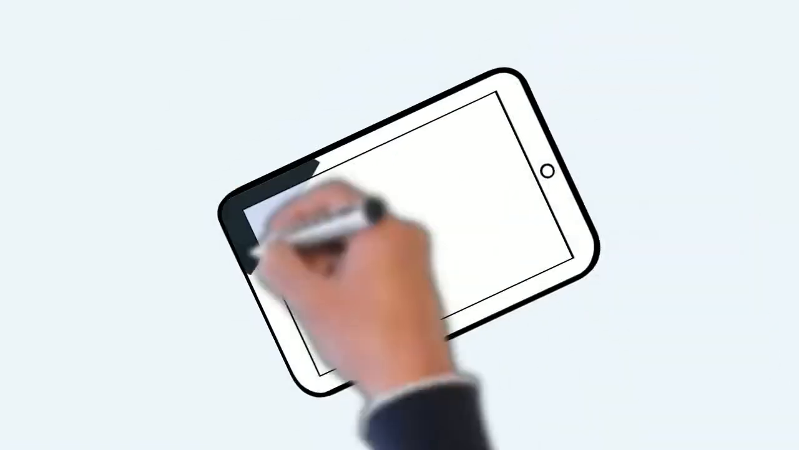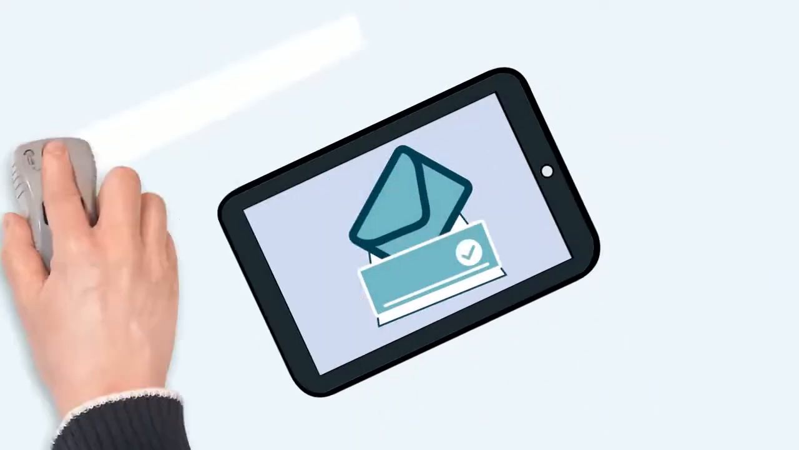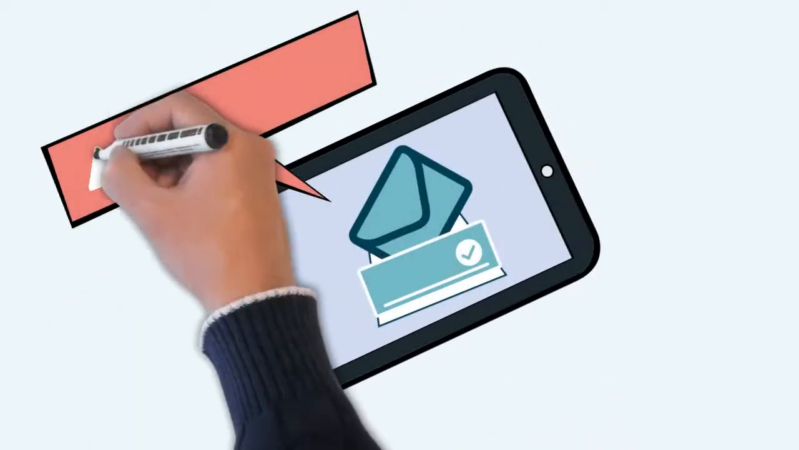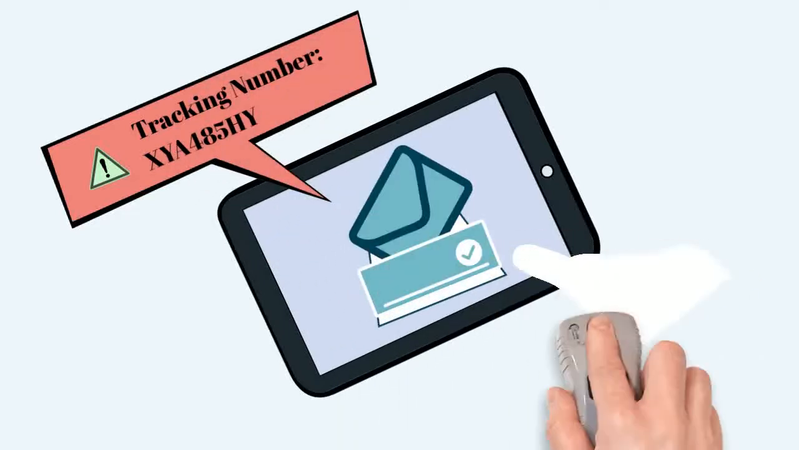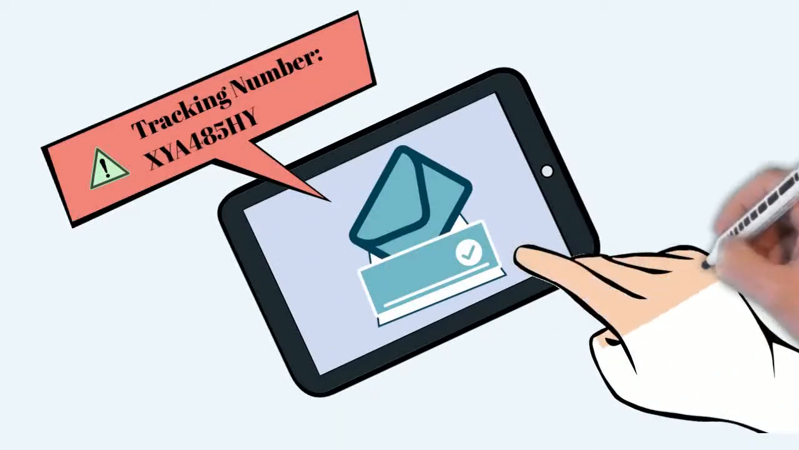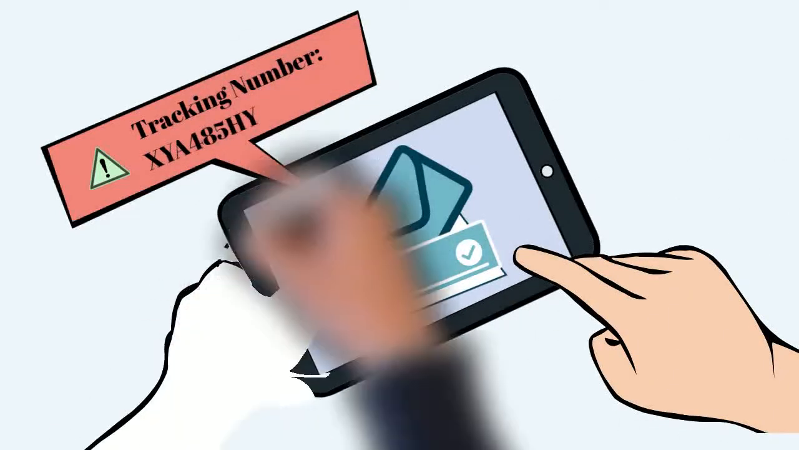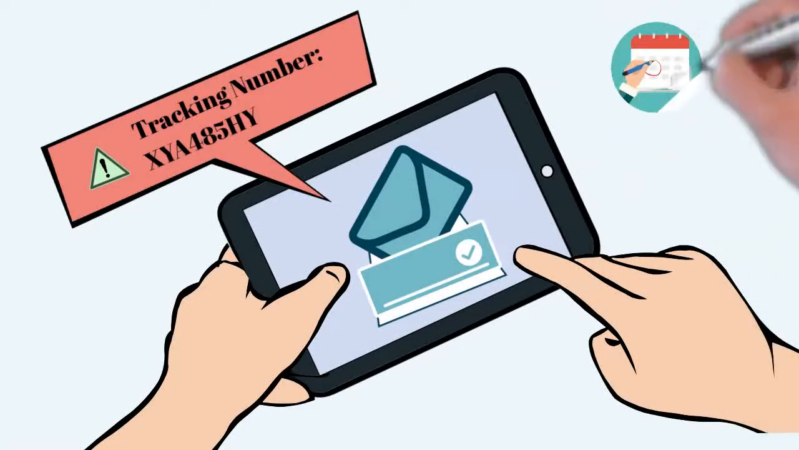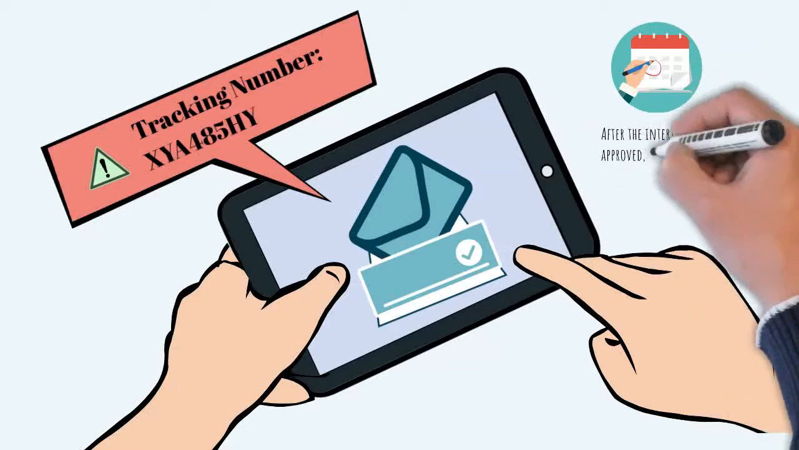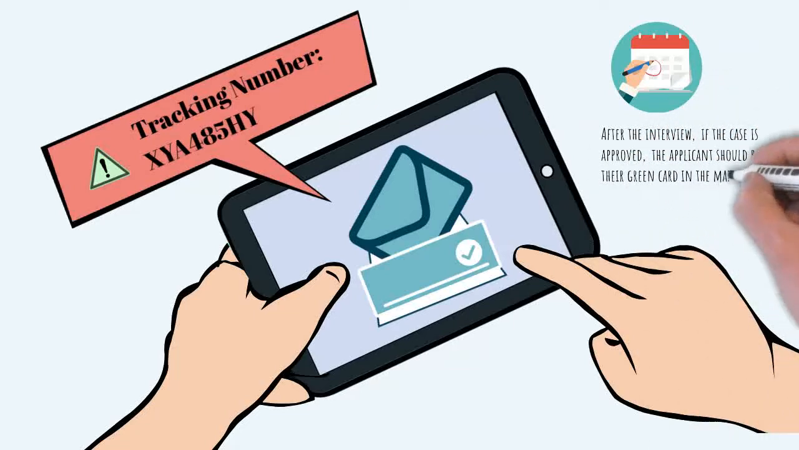After the application is submitted, the applicant will receive a receipt notice with a receipt number for their case. Applicants can also apply for work and travel authorization when they submit this application, and they may remain in the US while waiting for US Citizenship and Immigration Services to process the case. Once USCIS has reviewed the application, they will often call the applicant for an interview. After the interview, if the case is approved, the applicant should receive their green card in the mail within 60 days.